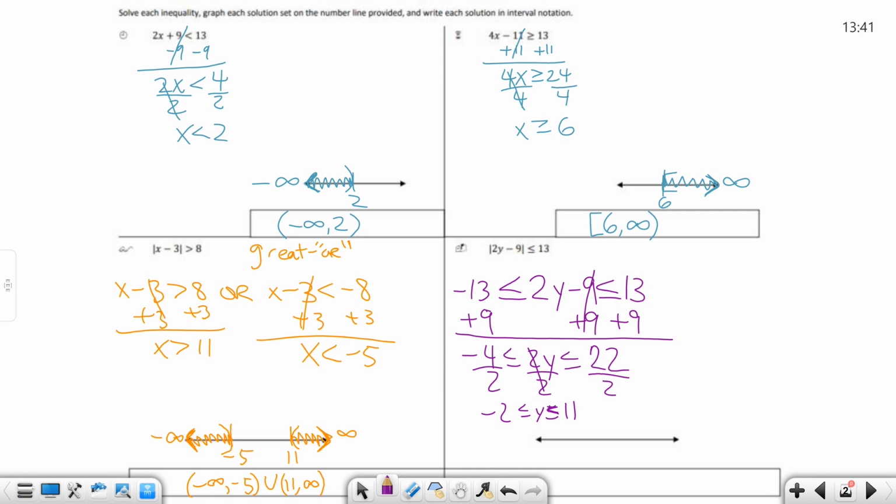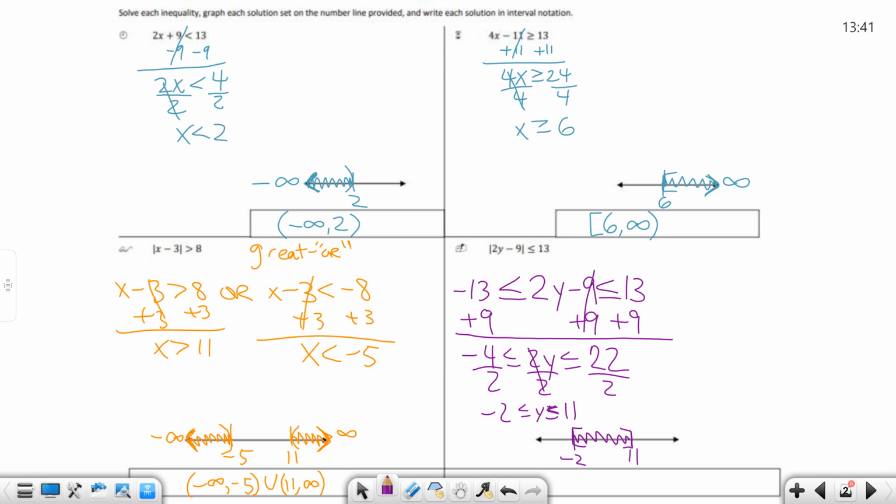All right? So then we have two numbers on our number line we care about. It doesn't matter what order they are right here. What matters is which one's smaller. Negative 2 is smaller than 11, so it must go to the left. Here's 11. It's to the right of negative 2 on the number line. Where are we shaded? In the middle, between them. They both have equals on them, so they both get brackets.